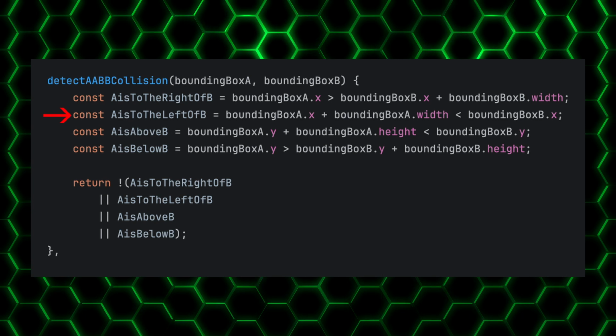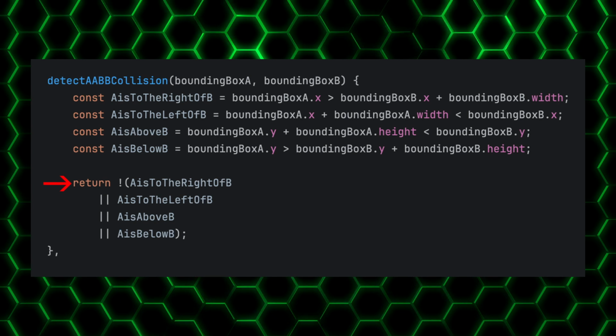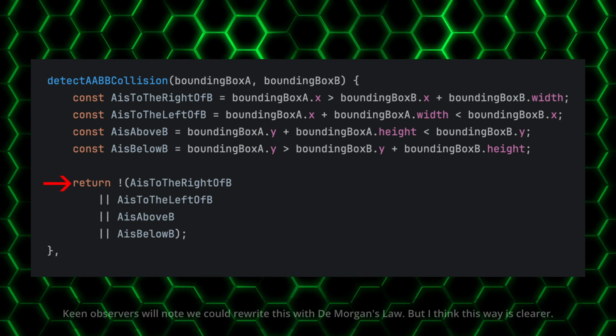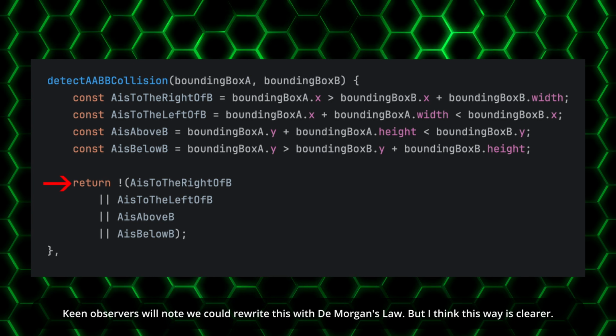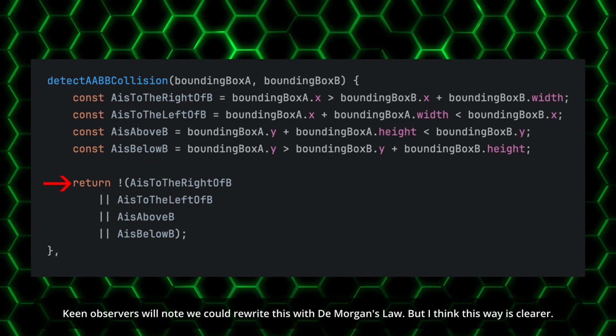We use similar logic to do the other three tests. Now, we OR all of these results together. This tells us if any of them were true. Remember, if any of the conditions is true, that means there was no collision. So we want this function to tell us when there is a collision, so we just invert the result.